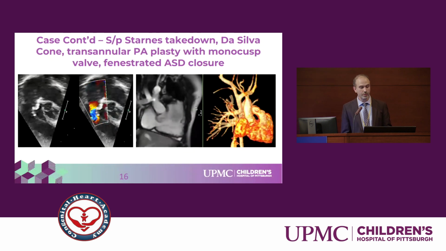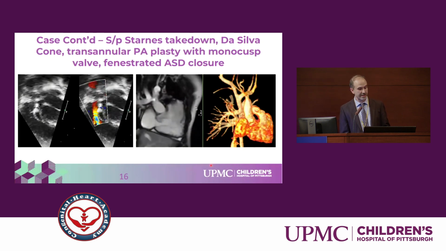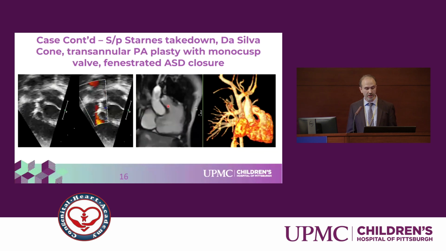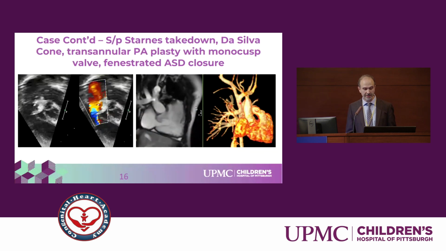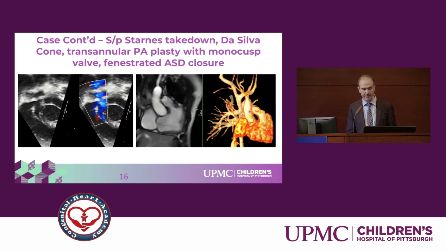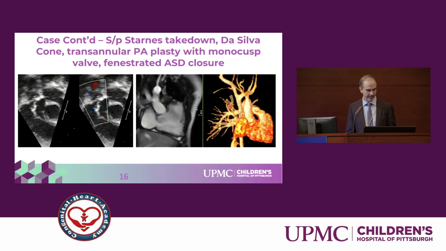And you see that also by this cardiac MRI, where the RV function, as you can see here, has improved significantly after the procedure, and it's now normal. You see the monocusp as well, and you see that the Glenn is patent, and you see the nice connection between the RV and the main pulmonary artery here. That was the reconstructed RVOT here.